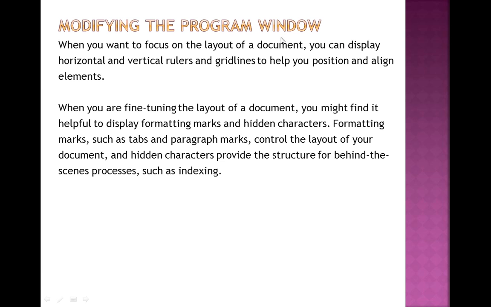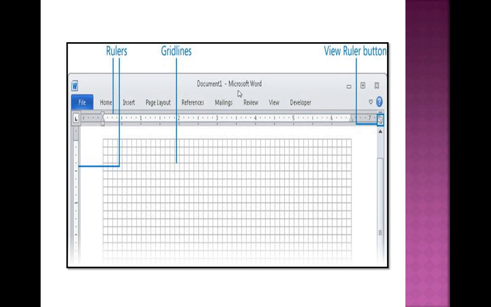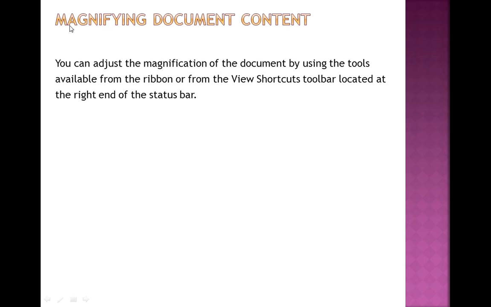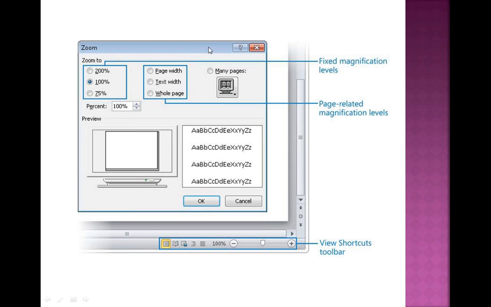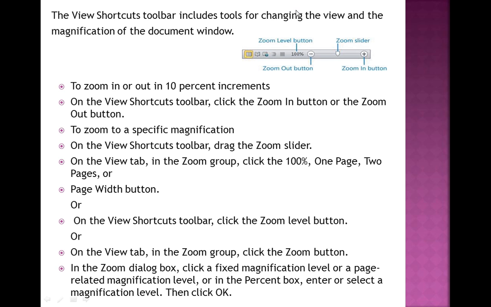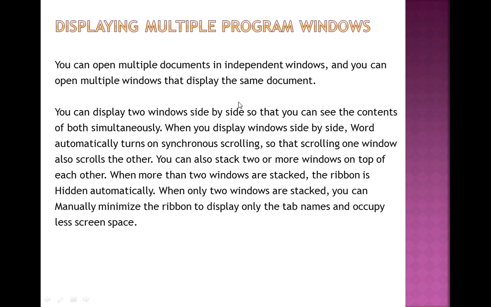And how to modify the program window, meaning how to magnify or modify the window of the program. This is the program window, and these are the rulers, these are the grid lines, and this is the view ruler button. We also talked about how to magnify document contents. Just click on this 100%, this dialog box will open, and you can change it from these radio buttons like 75%, 100%, or 200%. This is the zoom slider, this is the zoom in button, zoom out button, and zoom level.